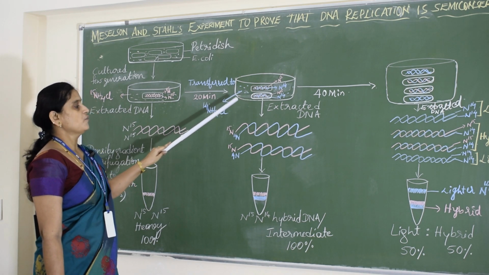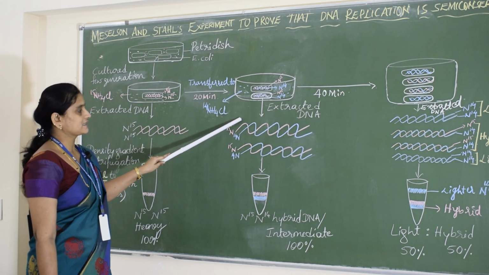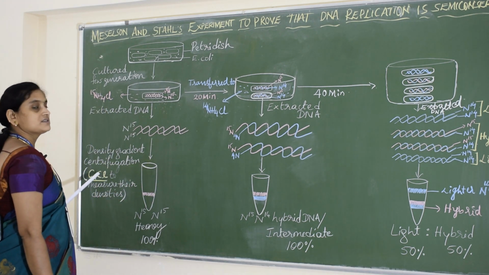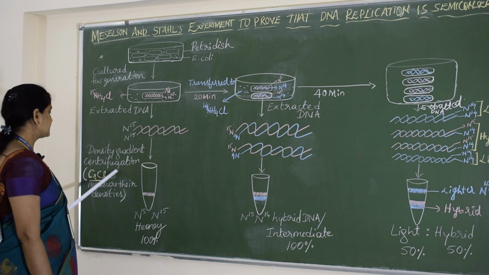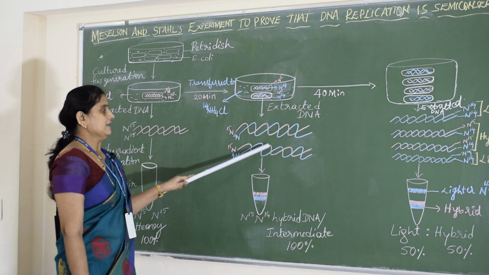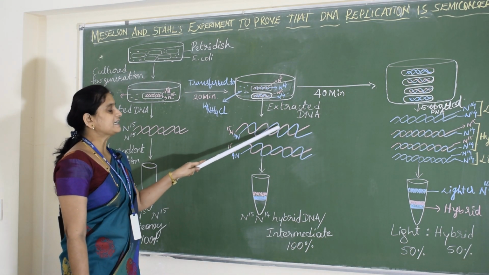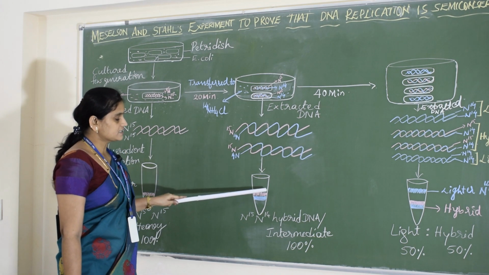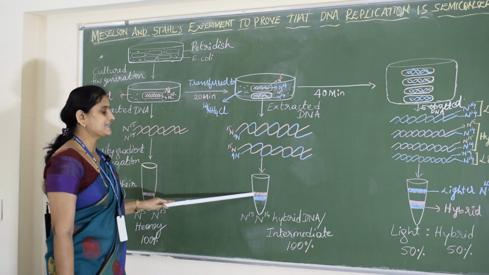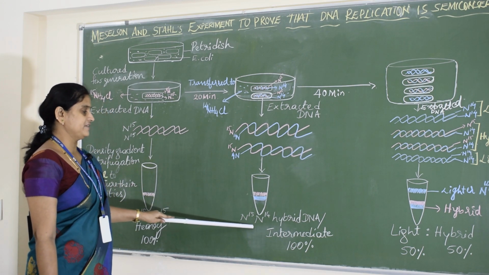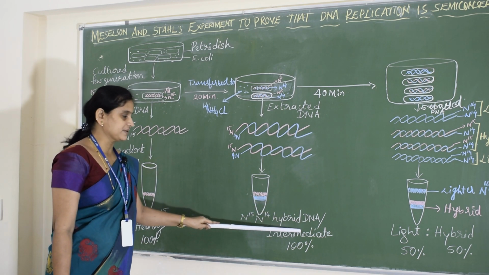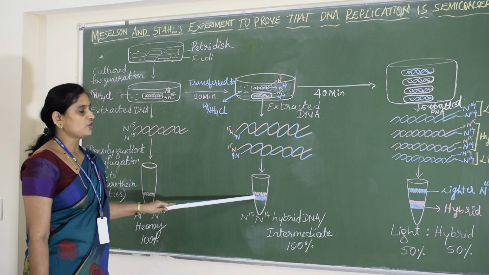After the 20 minutes, some of the bacteria of this group were taken and their DNA was extracted, and again centrifuged in cesium chloride solution by the density gradient centrifugation technique. This DNA, being hybrid or intermediate, settled almost in the middle of the test tube. So it indicates that it is neither heavier nor lighter, it is intermediate or hybrid.